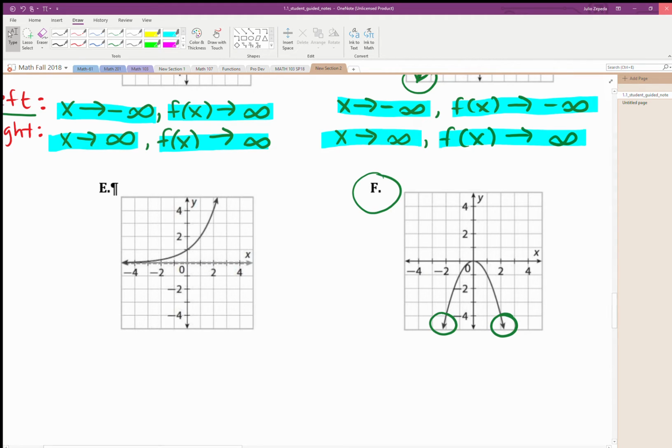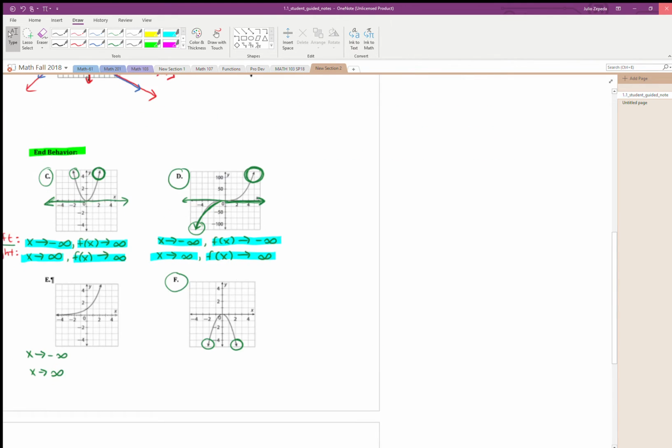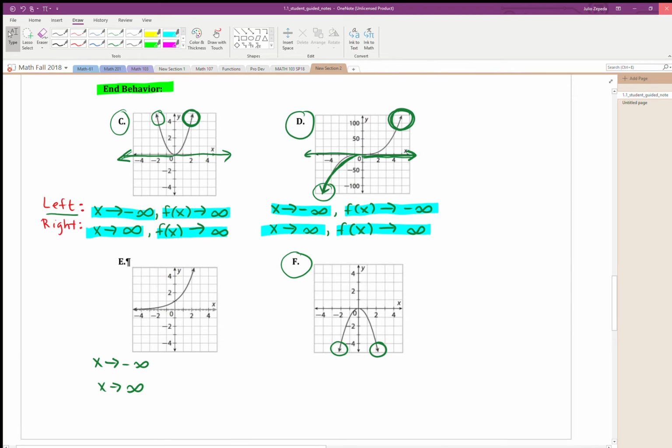Okay, we'll go ahead now and look at E. Again, notice the first part for my end behavior every time is the same. I'm always writing x going to negative infinity, x going to positive infinity. And remember, those are representing the negative infinity represents going to the left. The positive infinity represents going to the right.